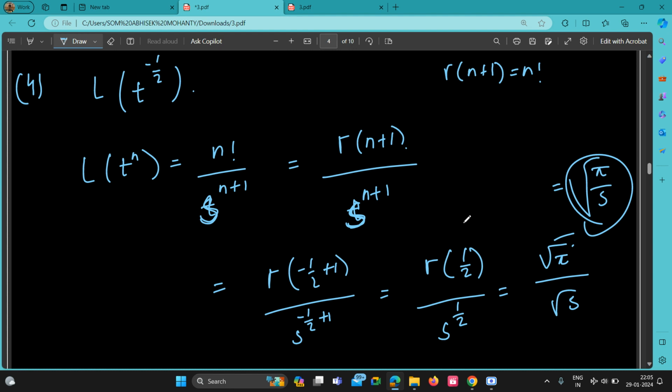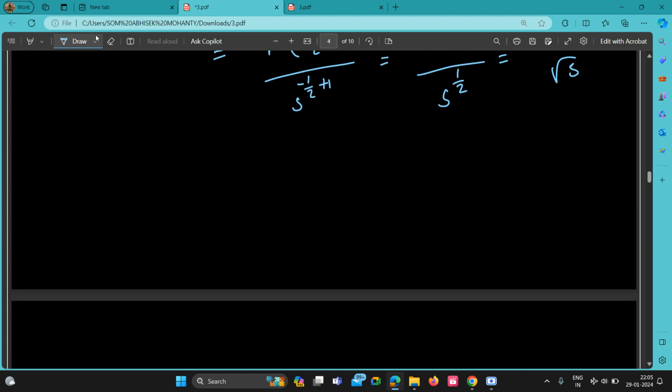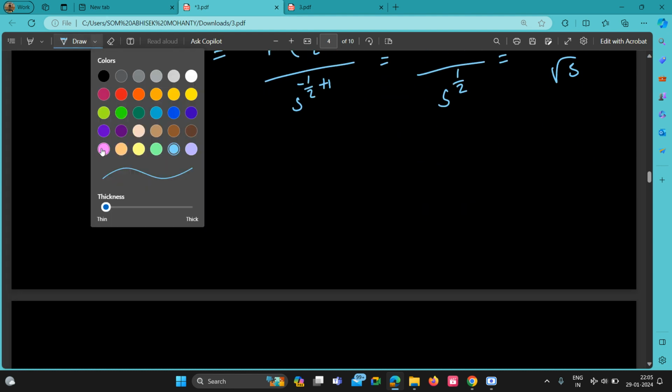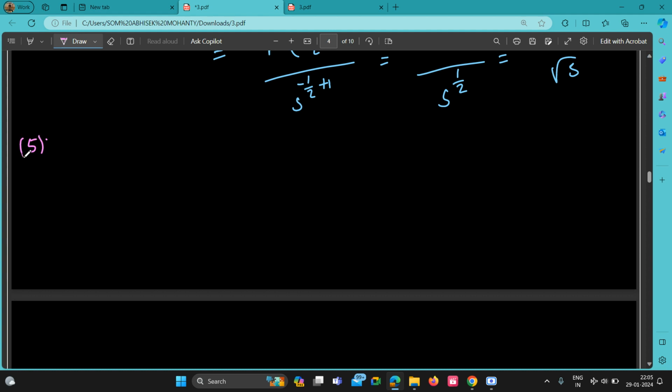Question number 5 is Laplace of 2 sin 2t cos 4t.